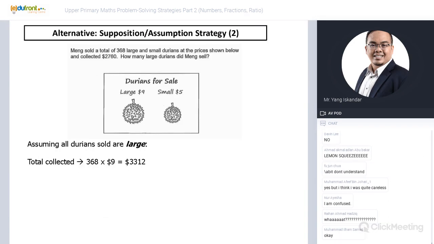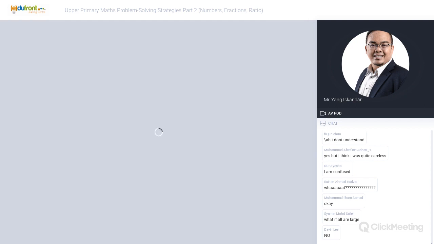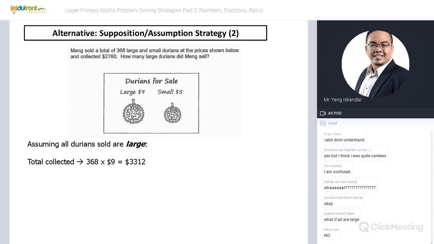Okay, now let's assume that the durians are large. We can also assume all the durians are large. No problem, but we just need to add one more step. Okay, now step number 1. We'll go back. Step number 1, total collected.